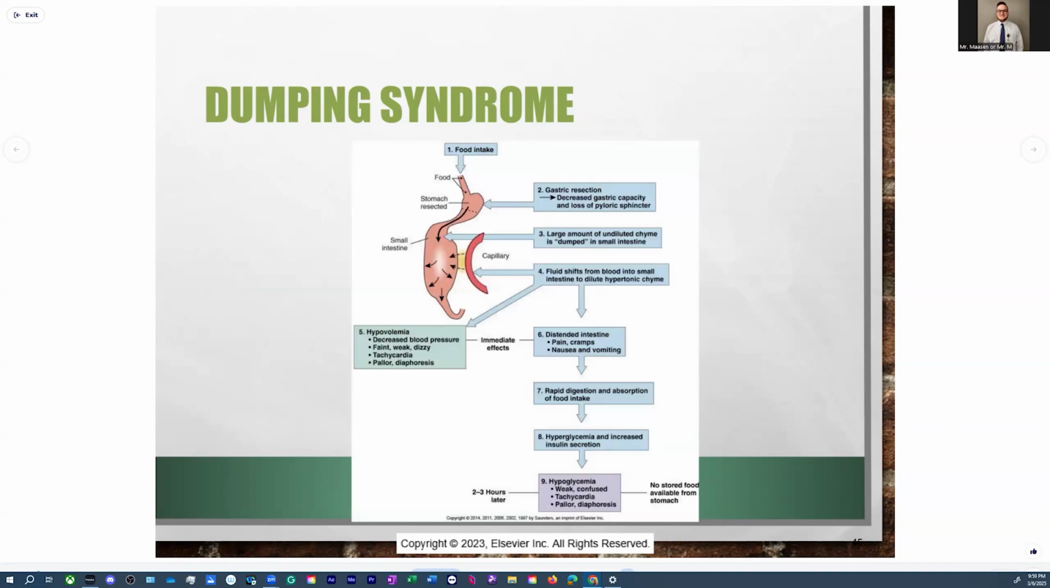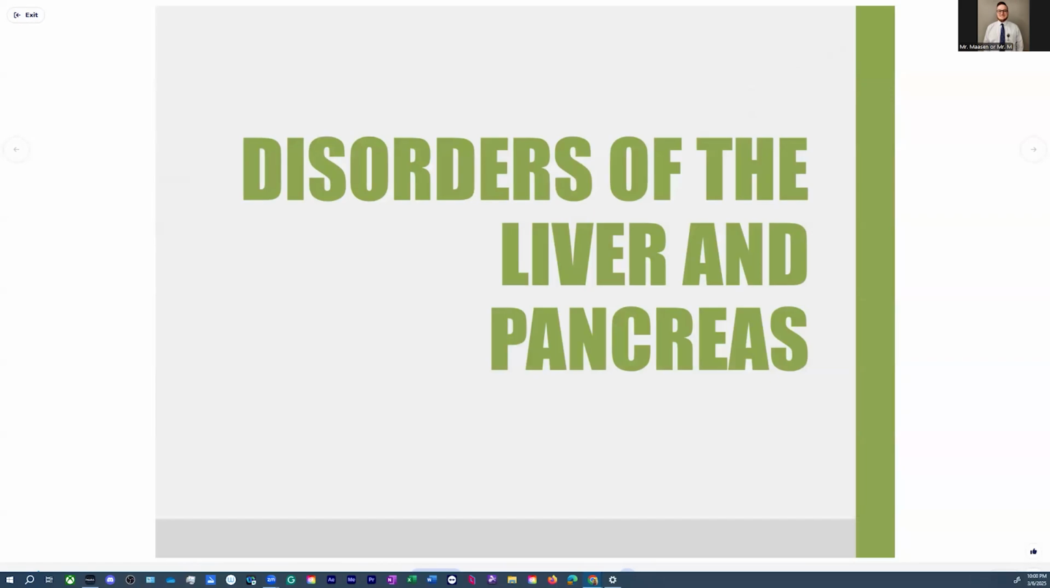And this is just showing you dumping syndrome. There is a chart in your book. It's a good chart, but just here, with dumping syndrome you're thinking about gastric sleeve and gastric bypass surgeries, and then problems with malnutrition, problems with acid regulation, and a fluid shift because of this dumping syndrome.